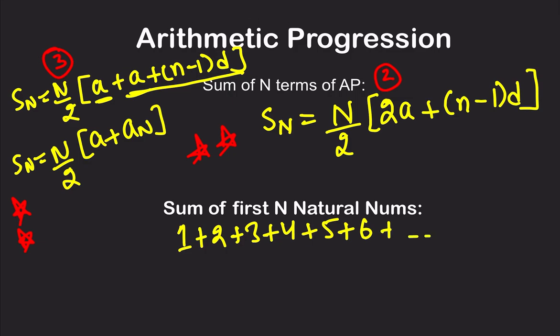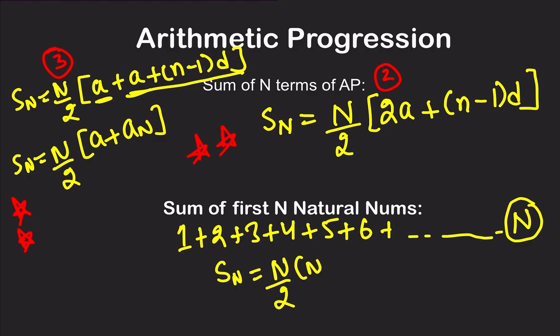I need to know the sum of the first n terms. Suppose someone asks you 1 plus 2 plus 3 plus 4 plus 5 plus 6 up to 100. What is the sum of the first 100 natural numbers? How will you get the answer? The formula for this is n by 2 into n plus 1, or n into n plus 1 by 2. I hope this is clear. Simple formula. That is the fourth formula you need to know for the exam.